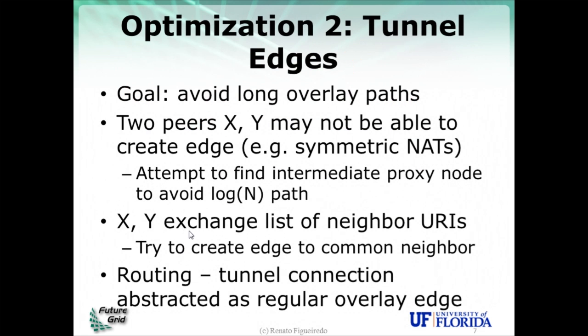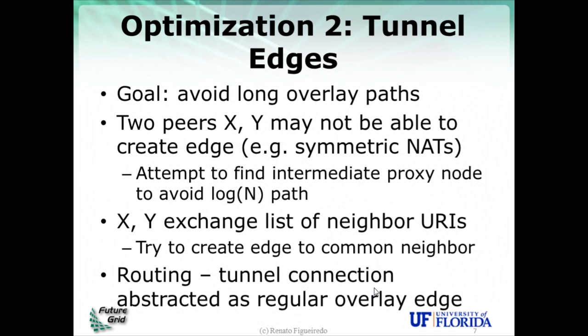Another optimization builds upon the previous one, in the sense that you would also want to avoid long overlay paths. But in some cases the previous technique will not work, because two peers may be behind NATs that are not traversable, symmetric NATs for example. So the goal here is, instead of having a log n path between two peers, to try to find one intermediate node between them.